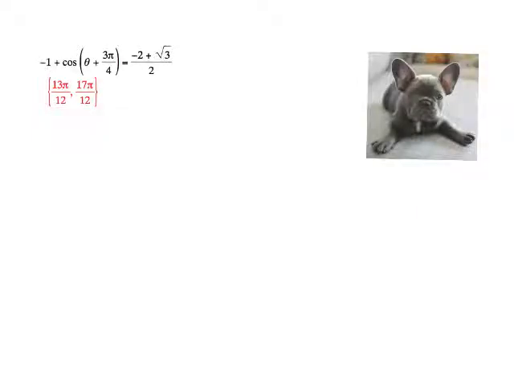Okay, let's try another one. A little bit more involved, but that's all right. The biggest thing to do, guys, is to realize that, remember, you can split this fraction. You can do a negative 2 over 2, and then you can do a radical 3 over 2.